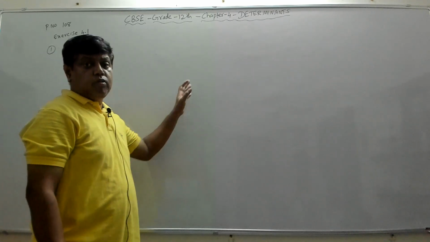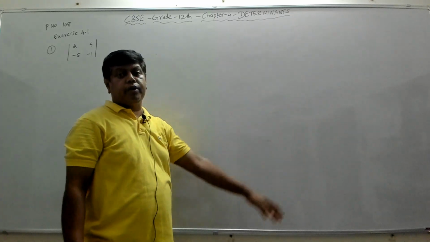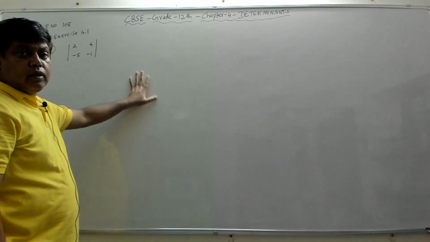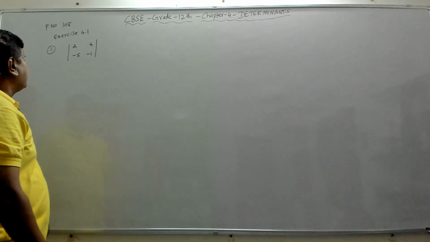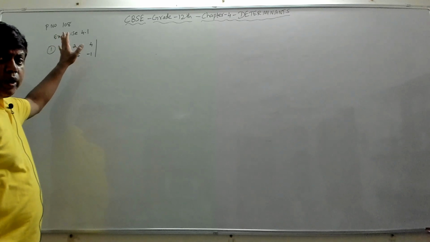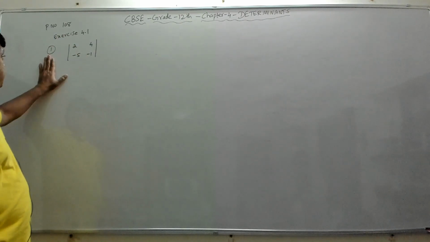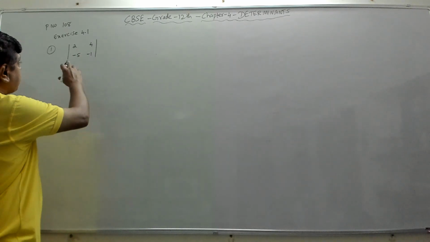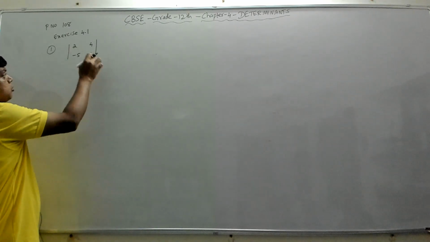In this video, we'll continue with the chapter Determinants, which is your fourth chapter from your 12th standard CBSE Mathematics. We will continue with exercise 4.1 on page number 108 in your textbook. First problem, we have to find the value of this determinant, and this determinant is a 2 cross 2 determinant.